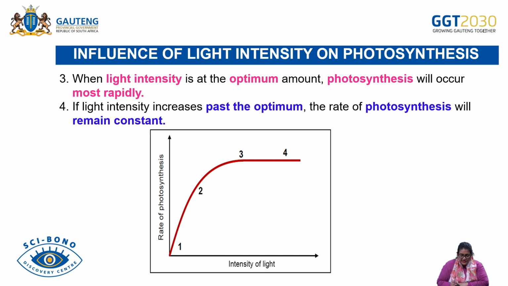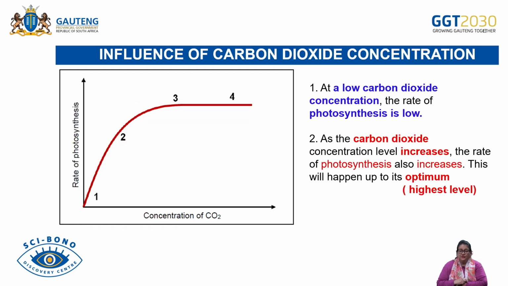So when the light intensity is low, photosynthesis is low. As it increases, it also increases. But when the light intensity is at its optimum, then photosynthesis will be at its highest, and thereafter it will remain constant. And you can see the graph line is now leveling off. So the optimum light intensity is not 4, because between 3 and 4 it's constant. The optimum light intensity, the highest, will be at 3, because you can see that's the highest point. Right. Let's go to the next slide now.